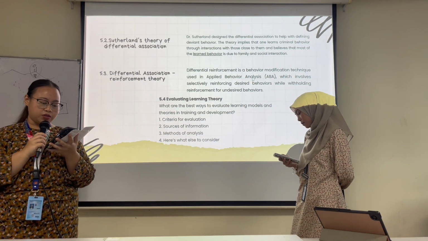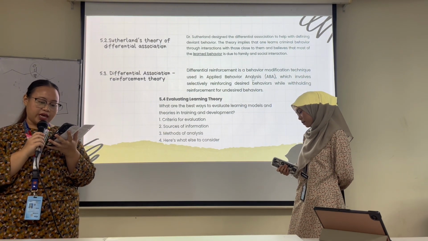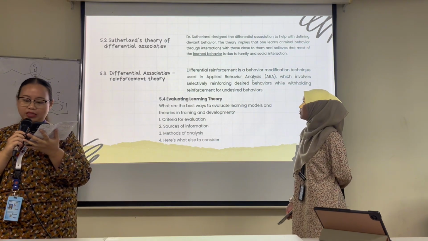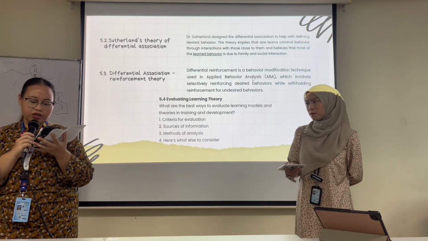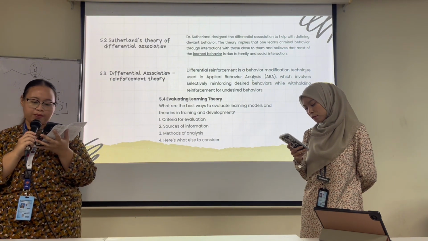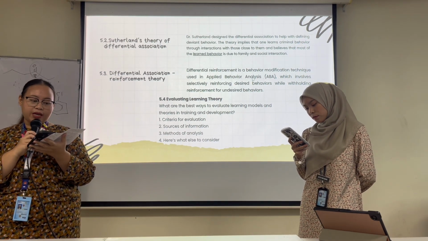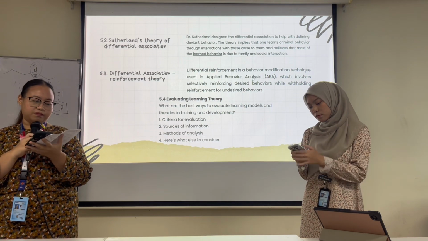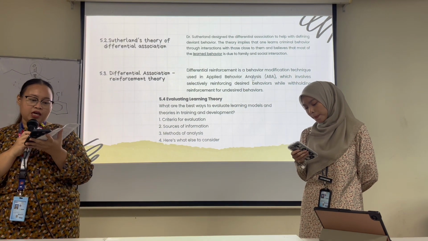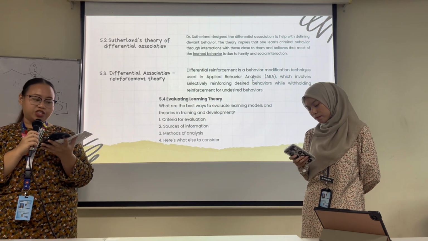So 5.2, Sutherland's theory of differential association. Sutherland designed differential association to help define deviant behavior. The theory implies that one learns criminal behavior through interaction with those close to them, and that most of the learned behavior is due to family and social interaction. So criminal behavior is learned through interaction with persons in a pattern of community. An example of differential association theory is the mafia. People become mafia members by growing up within its culture itself.